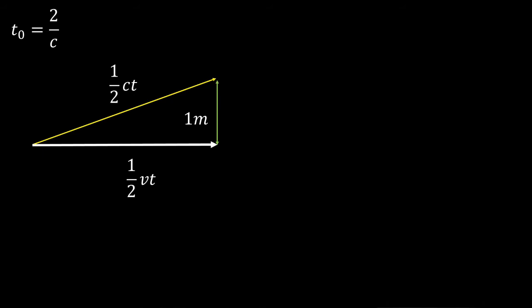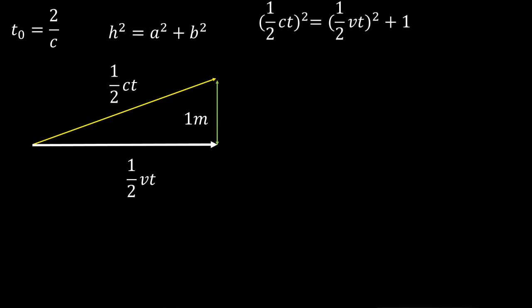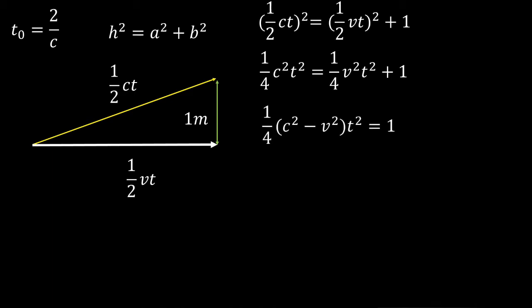So Pythagoras' theorem states that the hypotenuse squared of a right-angled triangle equals the sum of the squares of the other two sides as shown. So we now get (1/2 CT) all squared equals (1/2 VT) all squared plus 1. This is the same as 1/4 C squared times T squared equals 1/4 V squared times T squared plus 1. Taking out the common factor of a quarter and rearranging, we get a quarter, open brackets, C squared minus V squared, close brackets, times T squared equals 1.